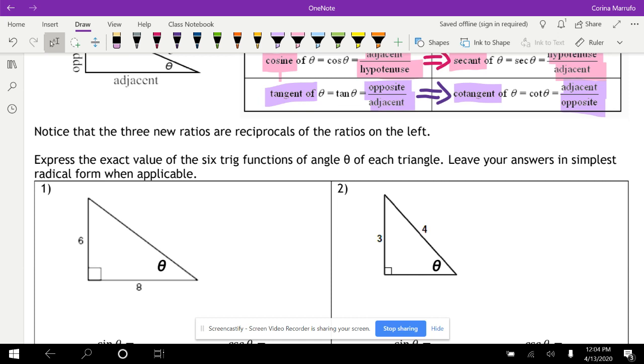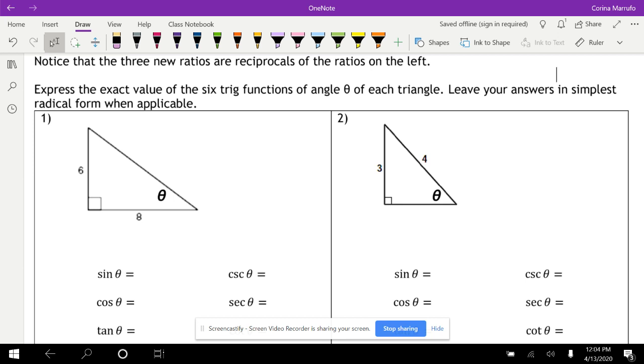Express the exact 6 trig functions of angle theta of each triangle. Leave your answer in simplest radical form when applicable. All right, so on here we have 6. Now 6 is opposite our angle theta. Here's our angle theta, so that means 6 is opposite. So I'm going to put right here OPP for opposite. And then for 8, this is adjacent to this angle. So I'm going to put here ADJ. And then last, the side across your 90-degree angle is your hypotenuse. It's your longest side. So HYP for hypotenuse.